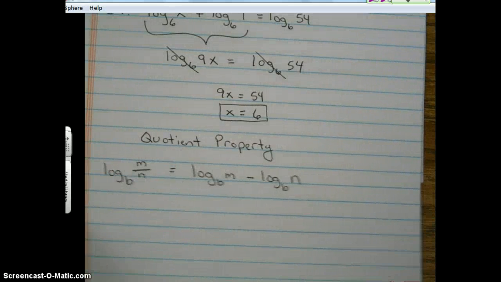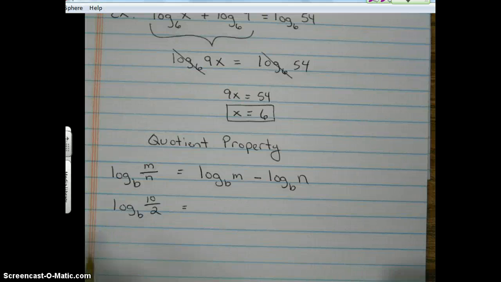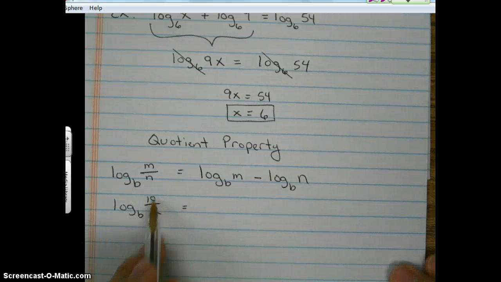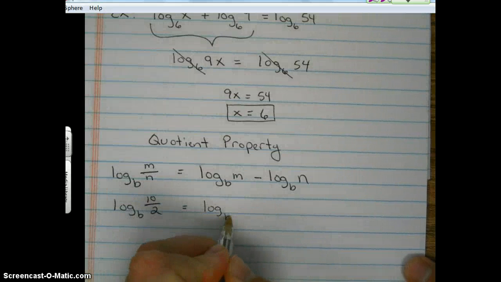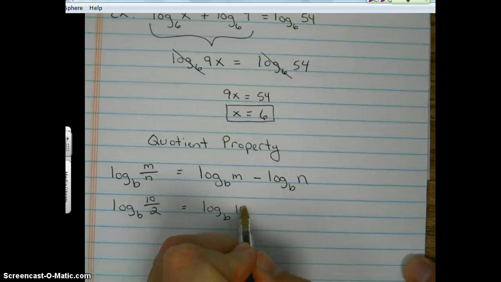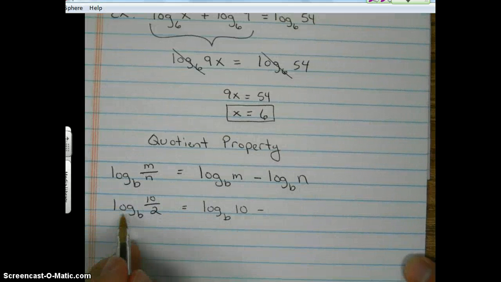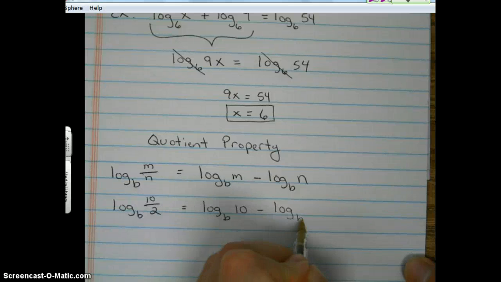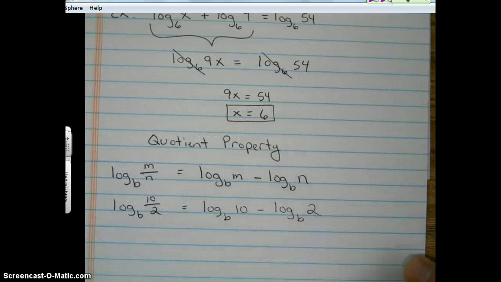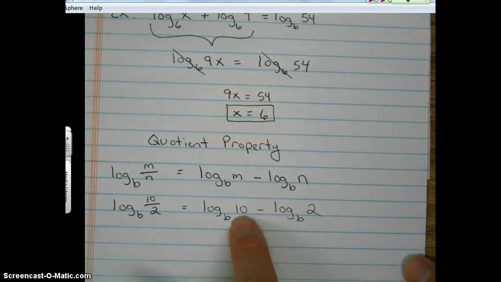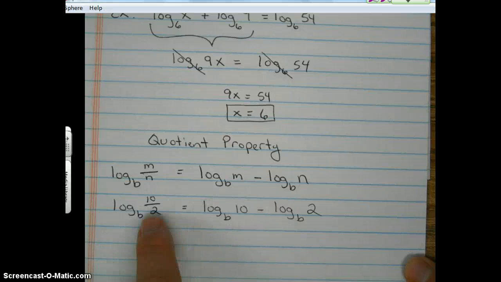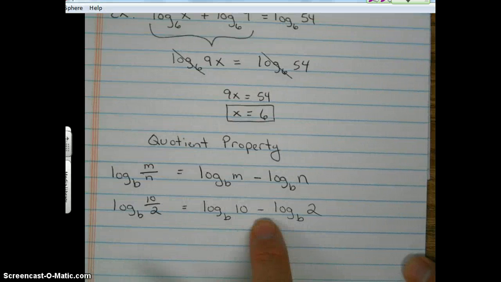Let's take a look at an example here. We have log base b of 10 over 2. So we're going to do log base b of 10 minus log base b of 2. Now we can go the other direction too. If we have a subtraction, we can take the two arguments and set it up like this. So we can go this direction to one, or we can break it into two.